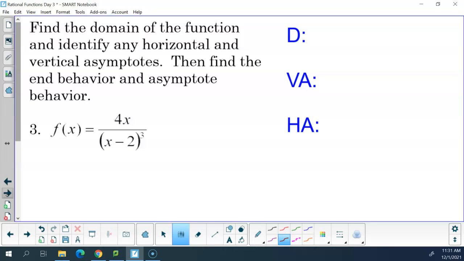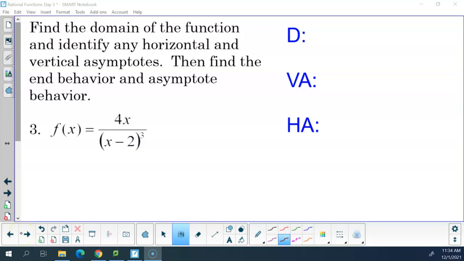So we want to find the domain of the function, identify horizontal and vertical asymptotes, then find end behavior and asymptote behavior. So what I'm going to have you guys do is find me those 3 right now. Then together we'll do end and asymptote behavior. Okay? Go for it.